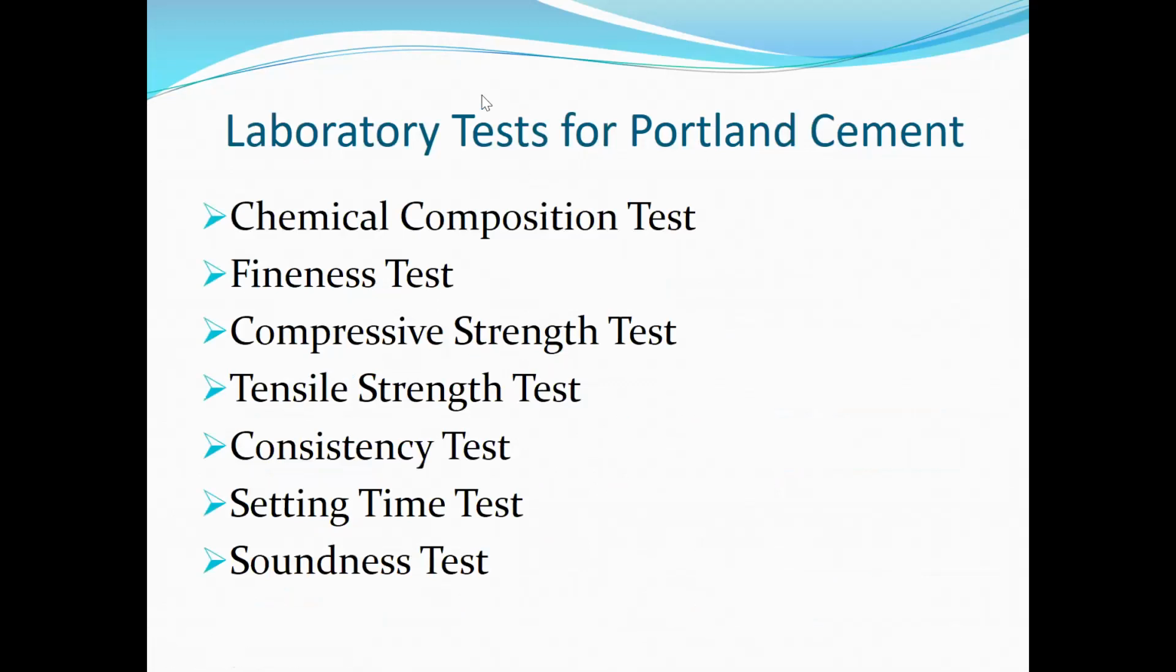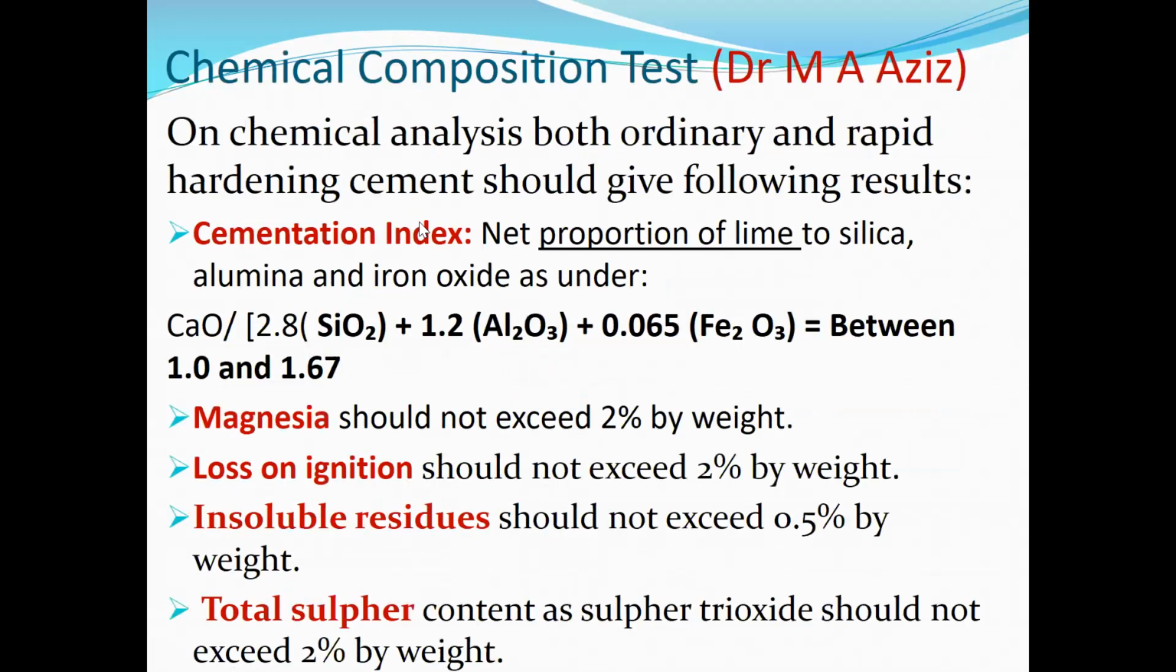Now we'll be discussing the second part of today's lecture, that is the laboratory tests for Portland cement. First one is the chemical composition test. So on chemical analysis, ordinary cement and rapid hardening cement should give the following result. So chemical analysis will be done, there will be a term known as cementation index.